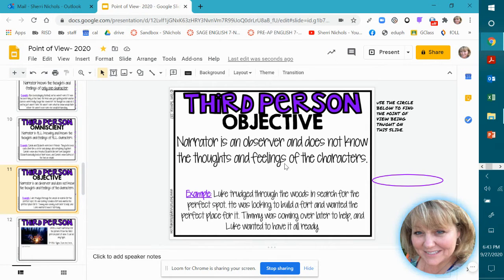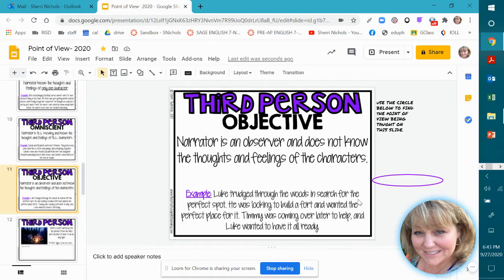They don't know why the bank robber robbed the bank. They don't know how the person felt who was robbed. They don't know any thoughts or feelings of any of the characters. They're telling the story from an objective point of view. So they're just an observer. They do not know the thoughts and feelings.